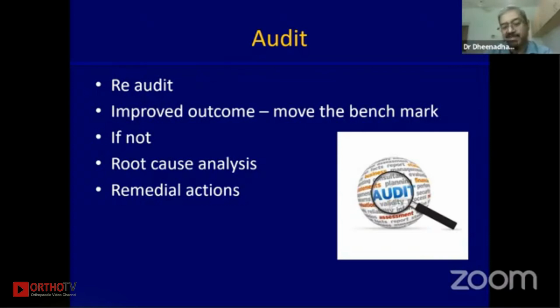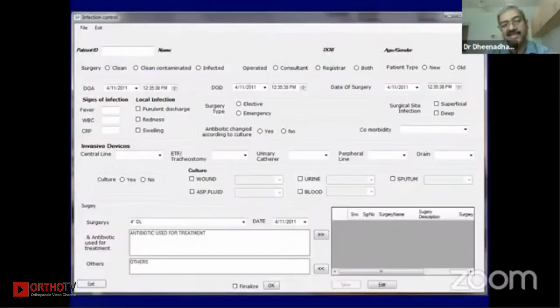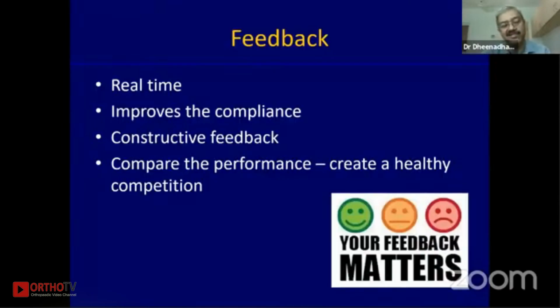And then you can always find out the cause and get action. This is the Raj proforma that we always use for surgical site infection. So we can just get it going. And it must be a real-time check. Sudden checks you also have to do. And then improve always. Wherever the compliance is not there, speak to them individually and get it sorted out.